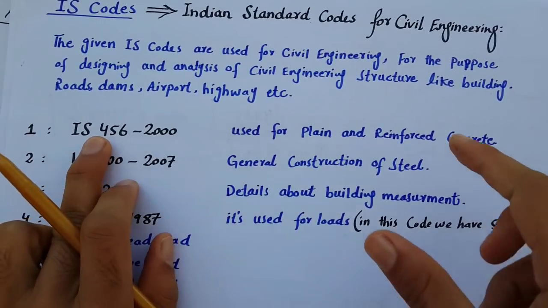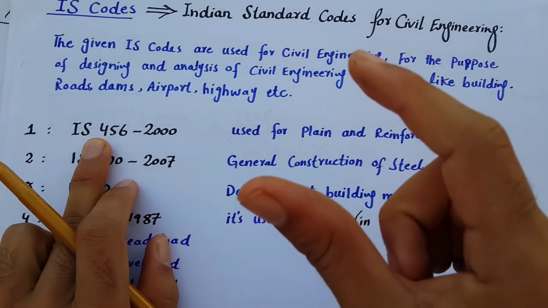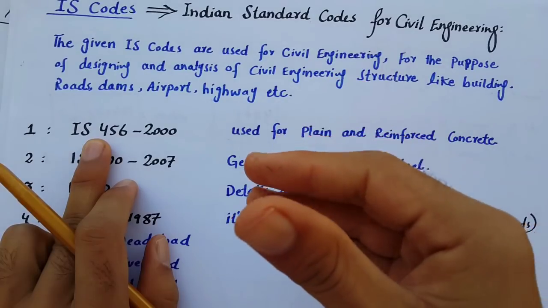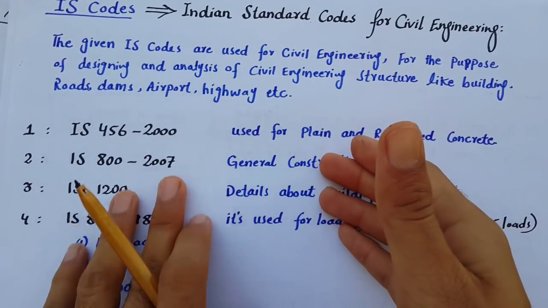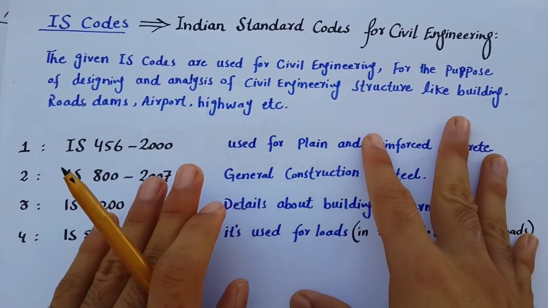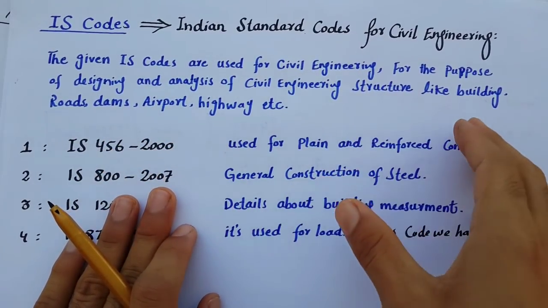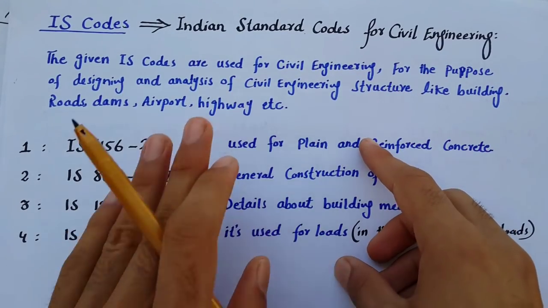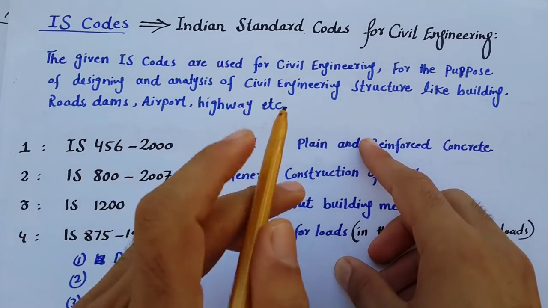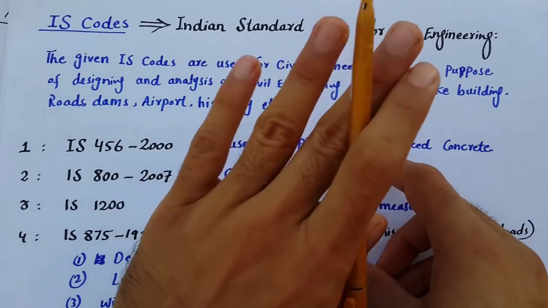For these codes there are specific books, pocket books, and also soft copies of these codes. You can search on the internet and Google, where you can find them, and there are also more books. These codes are IS codes, keep it in your mind: Indian Standard Codes for civil engineering.